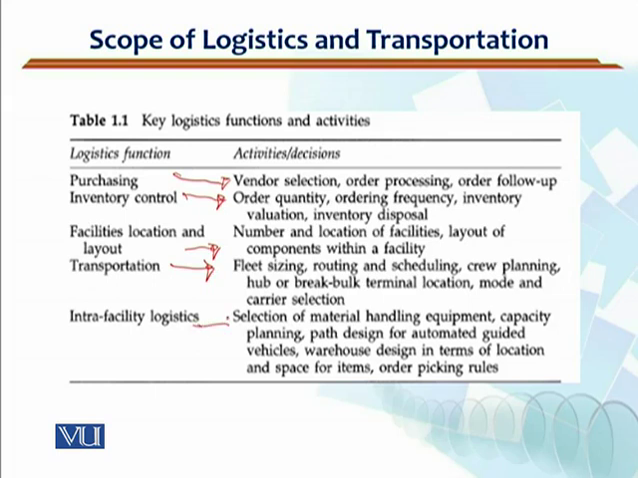Then the intra-facility locations: the selection of material handling equipment, capacity planning, path design for automated guided vehicles, AGVs, your warehouse design in terms of location and space for items, and order picking rules. आपके पास warehouse design, it's an important aspect of logistics right now, especially in the dynamics of the current scenario. आपके पास intra-facility logistics जो है वो बहुत important है. So purchasing, inventory control, facility location and layout, transportation, and intra-facility logistics.